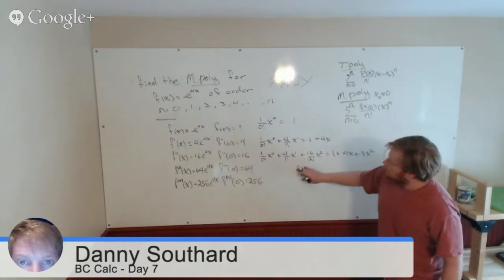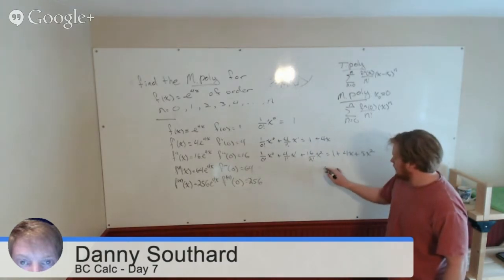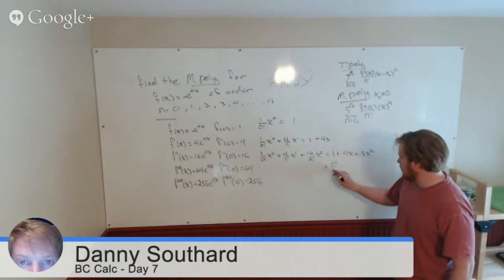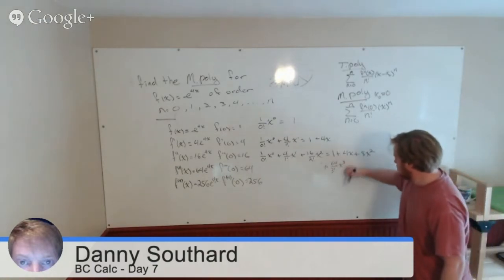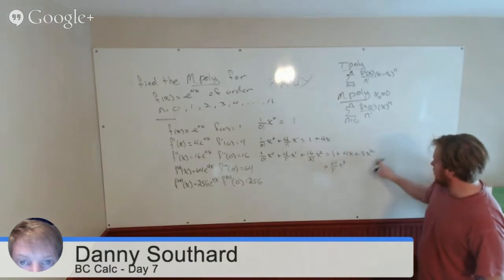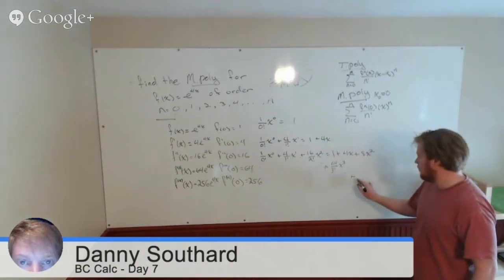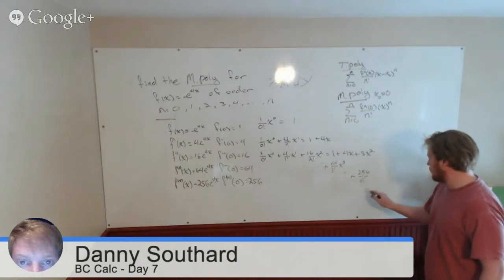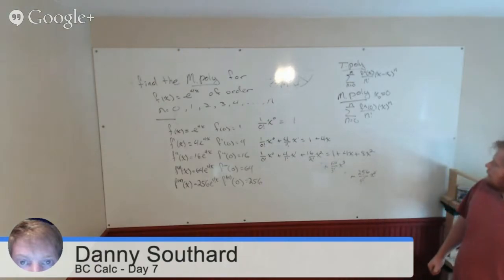All right. Of order 3, we have all of this stuff plus the next term, which is 64 over 3 factorial x cubed. So it's just this with that tacked onto the end. And then order 4, we add on the next term, 256 over 4 factorial x to the 4th.